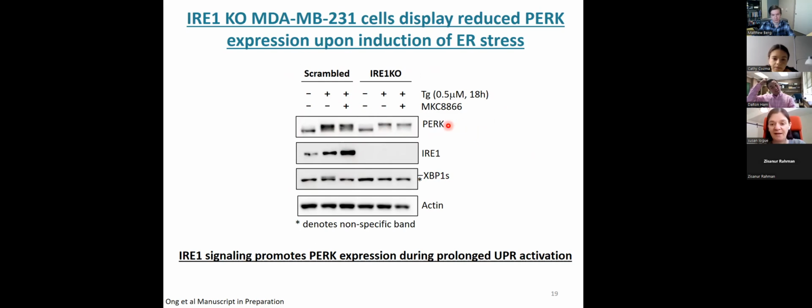And when we added MKC8866 in combination with thapsigargin to these cells, we didn't change the results in any way. The PERK protein expression was very similar to thapsigargin alone. And of course, this was reassuring to see because MKC works by blocking IRE1 RNase activity. And as you can see here, we have no IRE1 in our knockout cells. So this really suggested and kind of cemented that IRE1 signaling promotes PERK expression during prolonged UPR activation.